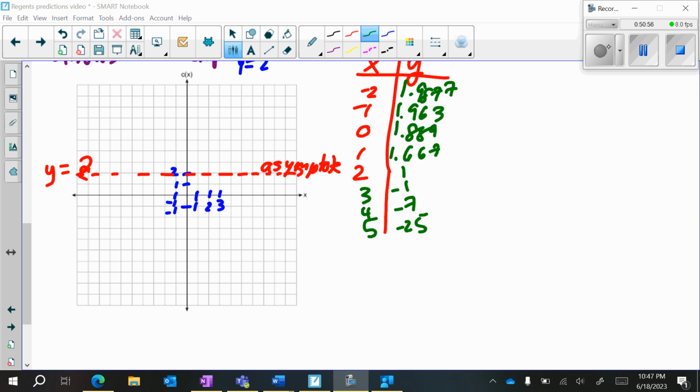So here are some points. I added some more points in. And I'm going to graph these nice points if I can. So I'm going to graph (2, 1). That's a nice one. I'm going to graph (3, -1). That's a really nice one. (4, -7). Great.